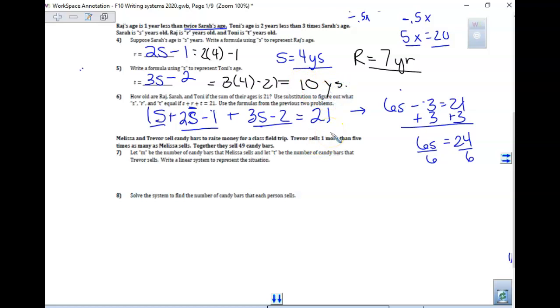So our lesson today is going to be more about writing than solving. I'm not going to be that worried that you solve any of the equations tonight. You're just going to be asked to write them.